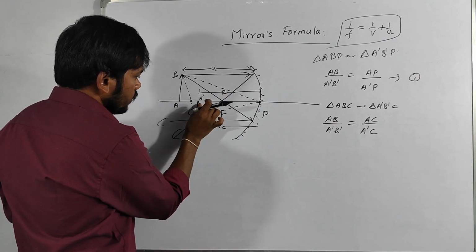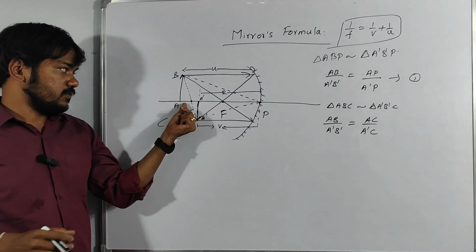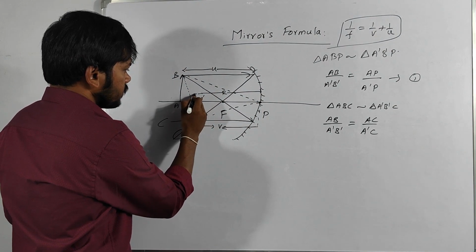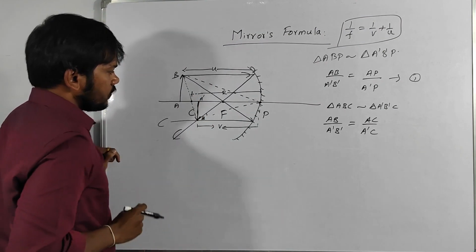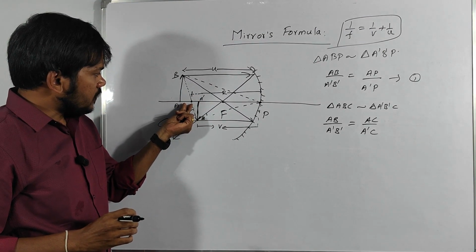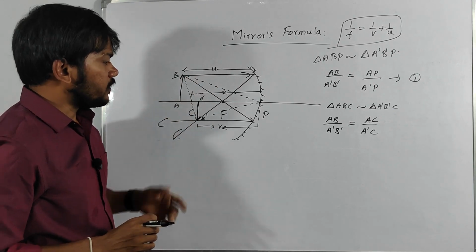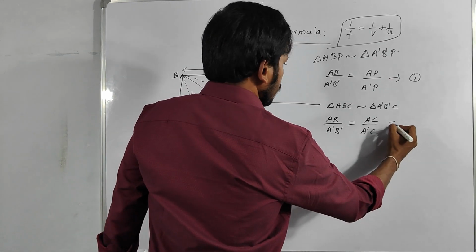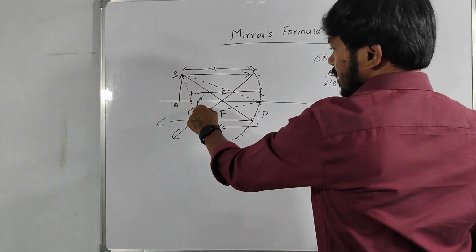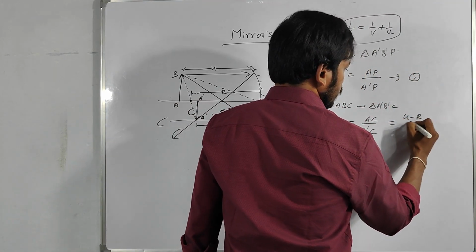Clear with this, no? We know the radius of curvature is the distance from the pole to the center of curvature. So if I consider that this is r and this is u, this will obviously become u minus r. So what is AC? AC is u minus r.